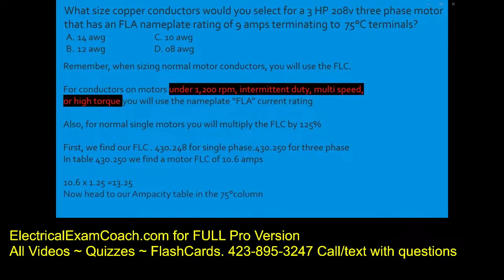Now we head to our primary ampacity table, being sure to select from the 75 degree C column because our terminals are 75 degrees. We're also selecting from a copper conductor. So we go down the 75 degree C side of the copper conductors until we find a conductor large enough to cover the known amp load. And in this case, it's 13.25 amps. And we're going to select a 14 gauge. Great job.